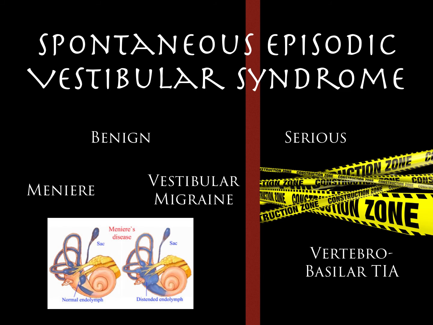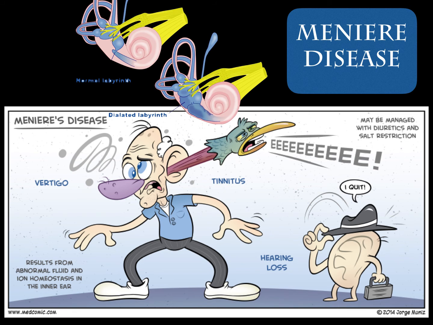It may be gradually worsening over time, and tends to be very sudden onset with gradual resolution. So, moving on to the benign causes, Meniere's disease. Meniere's disease, or endolymphatic hydrops, basically means too much fluid in the endolymphatic fluid. Okay, it's associated with vertigo.